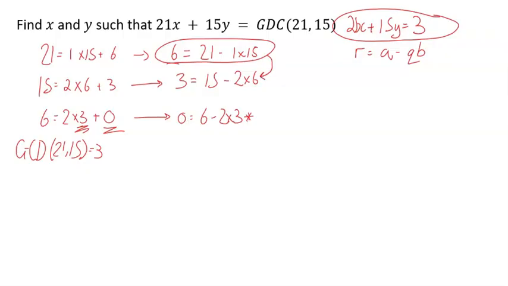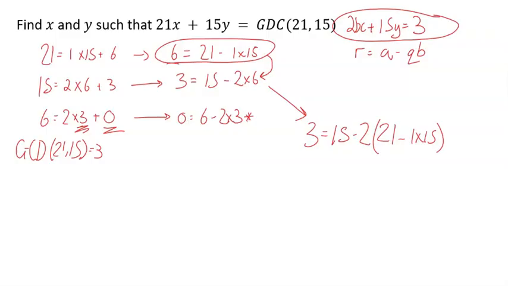The original format is 21x plus 15y. I want 21 times something plus 15 times something is equal to 3. So this back substitution allows me to rewrite everything in terms of 21 somethings plus 15 somethings equals 3. So I'll rewrite it as 3 is equal to 15 take away 2 times 21 minus 1 times 15. What I'm going to do then is expand that bracket and gather all the like terms together, and I should have something of that format.